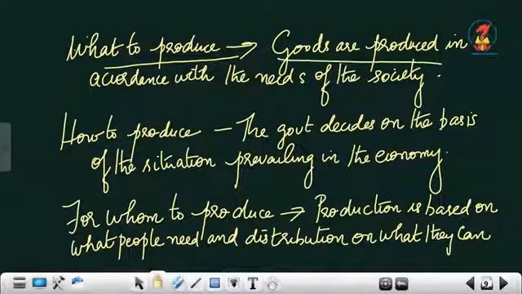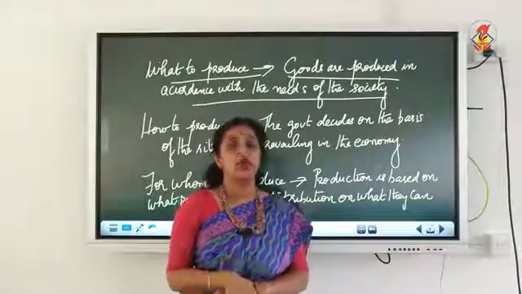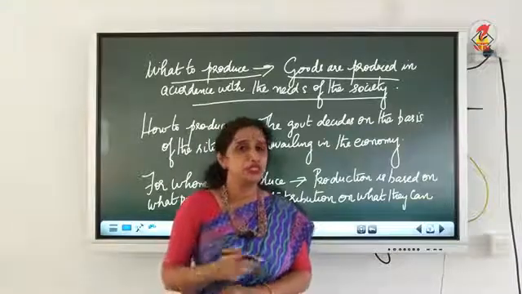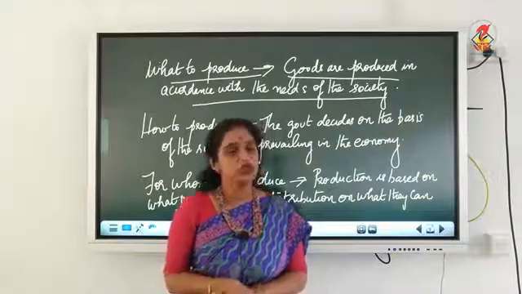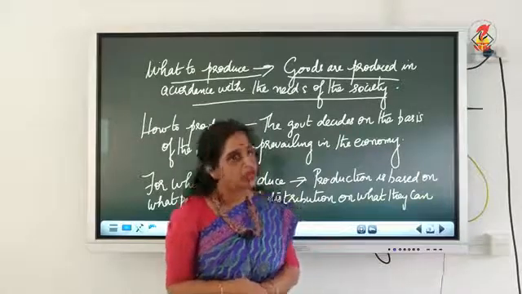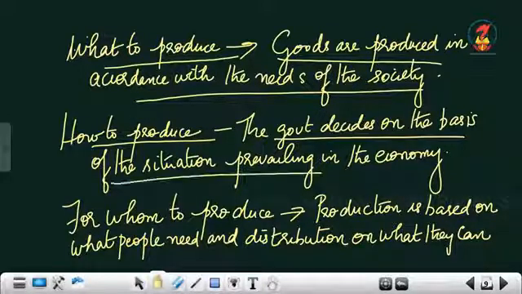Goods are produced in accordance with the needs of the society. What to produce? Government will conduct a survey on the needs of the people, on the population. On the basis of their needs, goods will be produced. So, goods are available for all sections of the people. Okay. Now, next one, how to produce? The government decides on the basis of the situation prevailing in the economy.